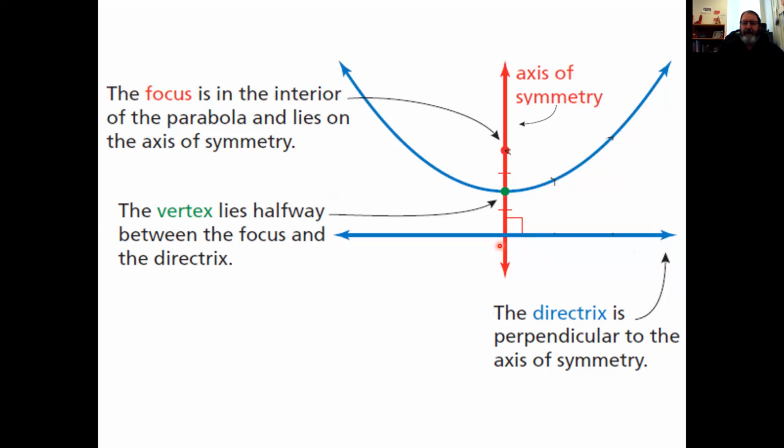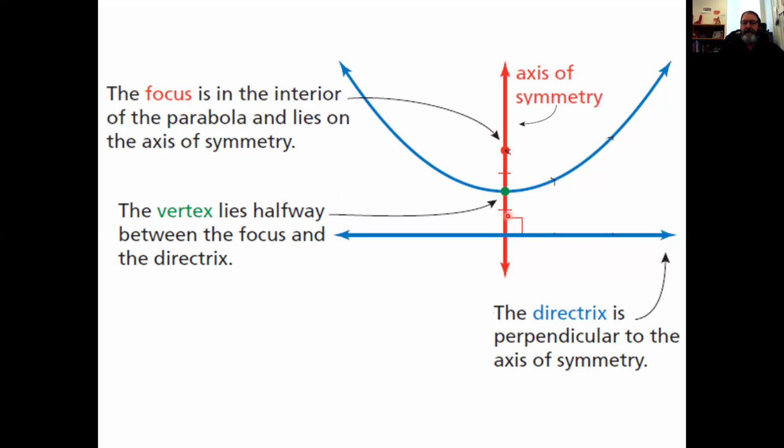Halfway between the directrix and the focus on the axis of symmetry is where the vertex is located. So the vertex is always located on the axis of symmetry. We already knew that from the previous lesson, but now you know that its location is always going to be halfway between the focus point and the intersection point of the directrix along the axis of symmetry.